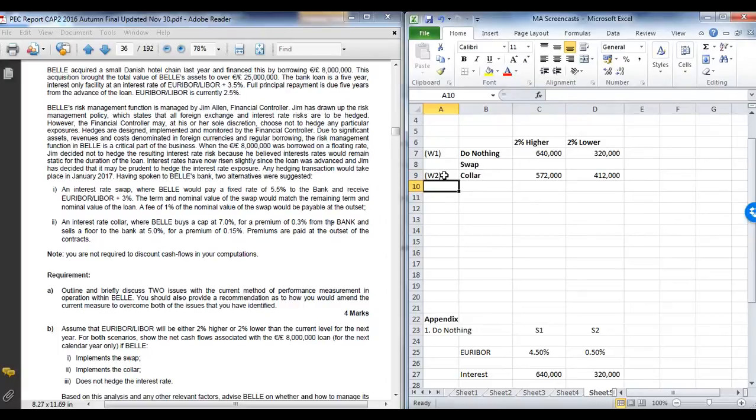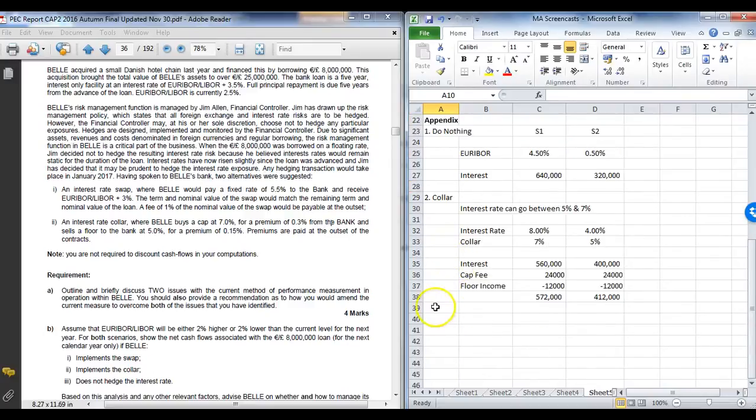So again, you have marks on the board, and now we'll try and tackle the hardest one, which is the swap. My advice for students always when you're doing a swap is to draw it out. So if we look at here, we're told what the swap is. So Bell is going to pay a fixed rate of 5.5% to the bank, and the bank is going to pay Bell Euribor plus 3%. And then there's going to be a fee of 1% overall payable at the outset.